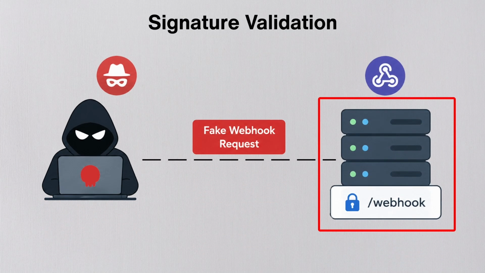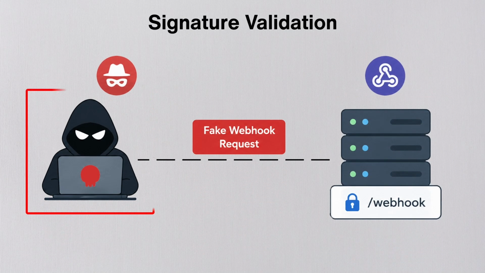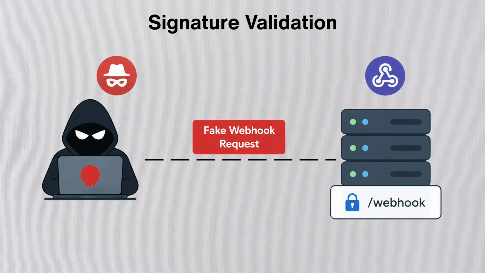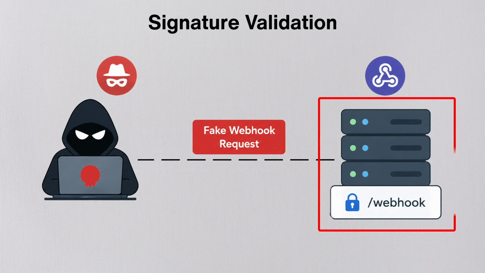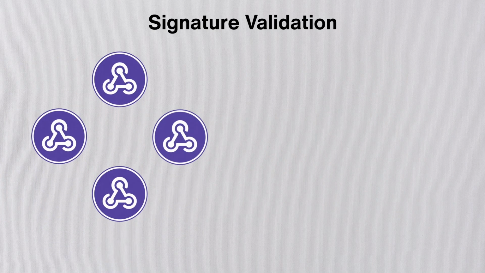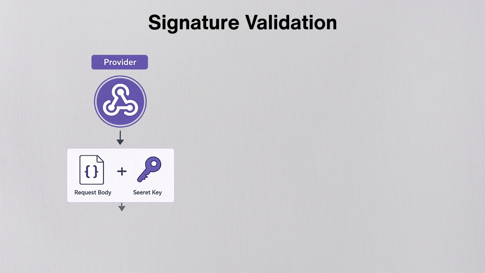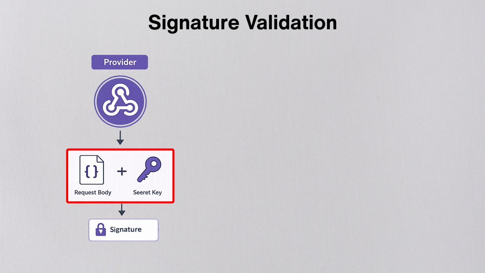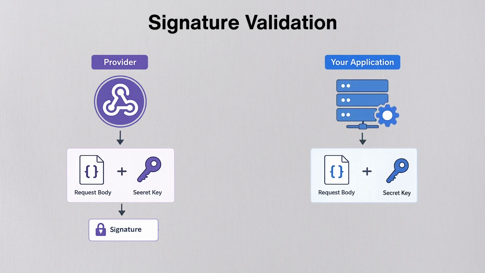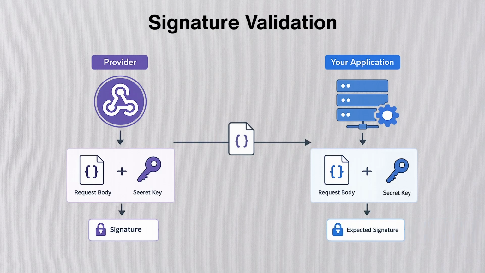Your webhook endpoint is public. This means anyone who knows the URL could try to send a fake request to it. So you shouldn't trust the payload just because it reached your server. Most webhook providers solve this with signatures. The provider creates the signature using the request body and a secret key. Your application has the same secret key. When the request arrives, you calculate the expected signature and compare it with the signature header.